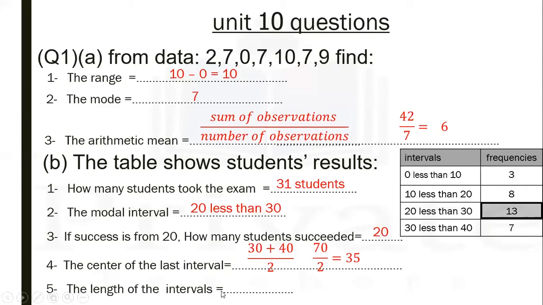Number 5, the length of the intervals. Here you have to choose any interval that you want to find the length of. For example, take the first one, 10 minus 0, which is 10. The length of the interval, like the mode, like the range. The question might come this way: the length of the interval or the range of the interval. Both of them mean the same thing. Here we just subtract the upper limit minus the lower limit.